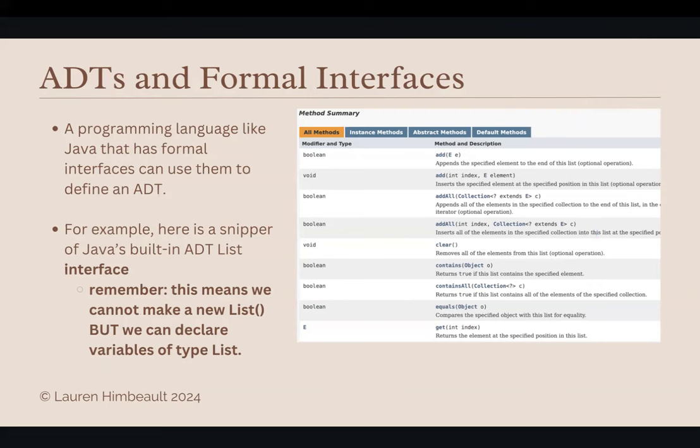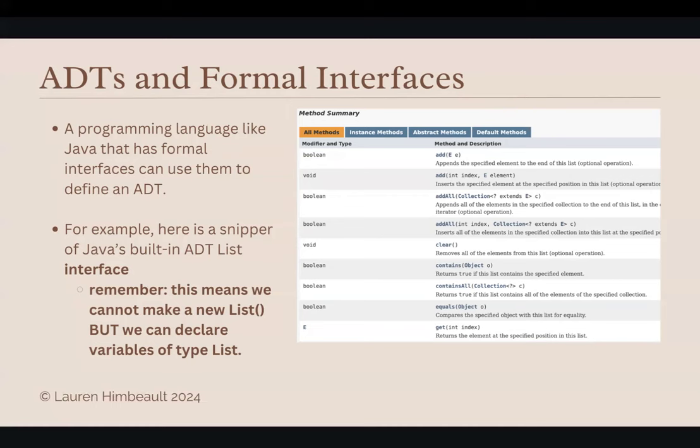A programming language like Java does have formal interfaces that we've seen, and we can use them to define abstract data types all the time. We've already seen this with array lists and the list interface. The list interface is our ADT, and we can create different types of lists using that interface. So here's a snippet of Java's built-in ADT list interface.